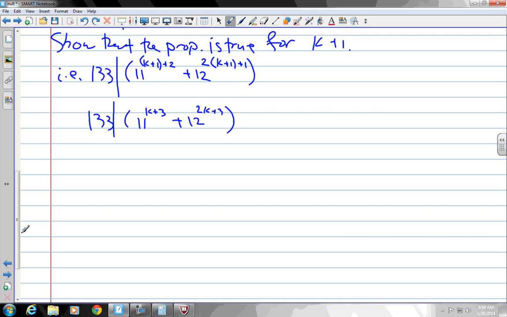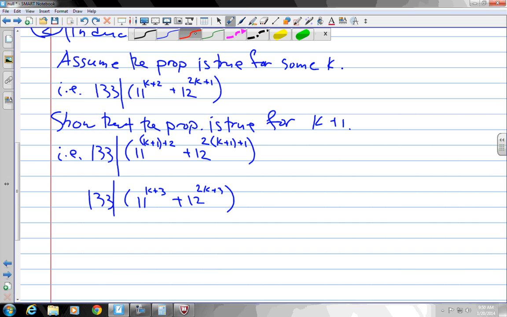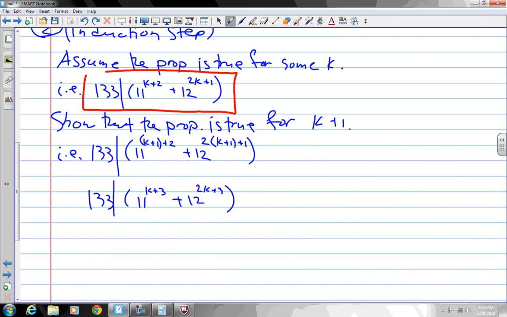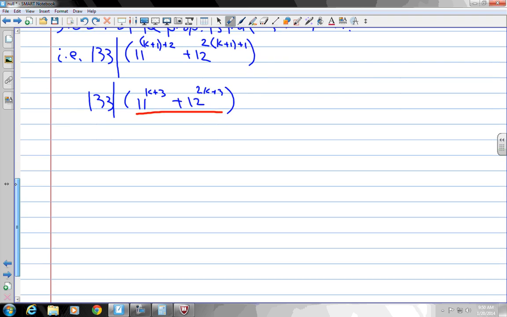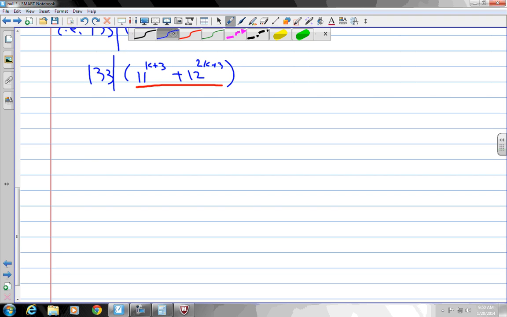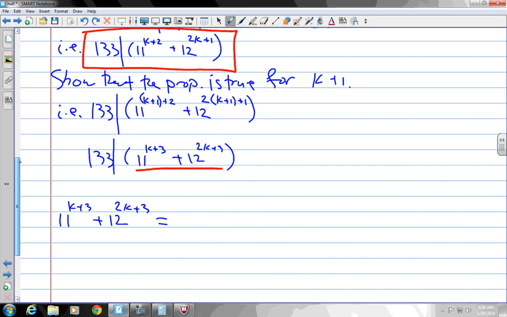And of course, at some point, I'll use my assumption. There's my assumption. It will come into play at some point. Okay? So really, what you want to do, you want to algebraically manipulate this expression till it looks like the expression in your assumption. Because you're going to have to use your assumption at some point. So let's start messing with that. So I have 11 to the k plus 3 plus 12 to the power 2k plus 3. Now, in my assumption, I have 11 to the power k plus 2. Right?